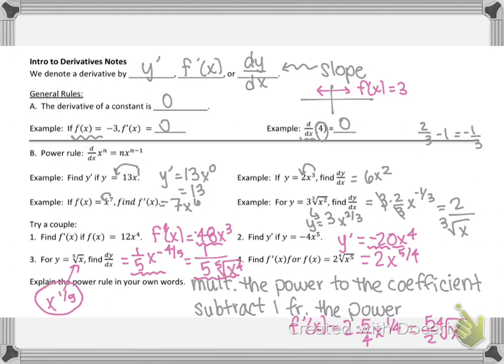On number 4, this is the original function. And down here at the very bottom of the screen, I found the derivative using the power rule. And lastly, I rewrote it without the fractional exponent.